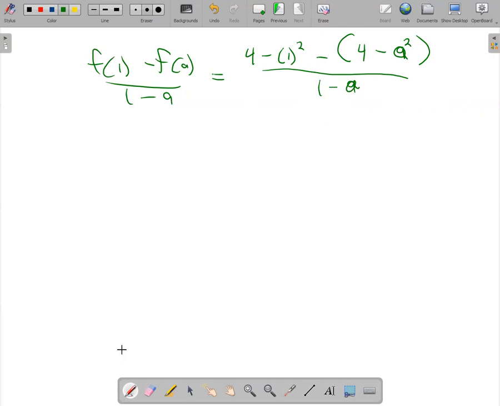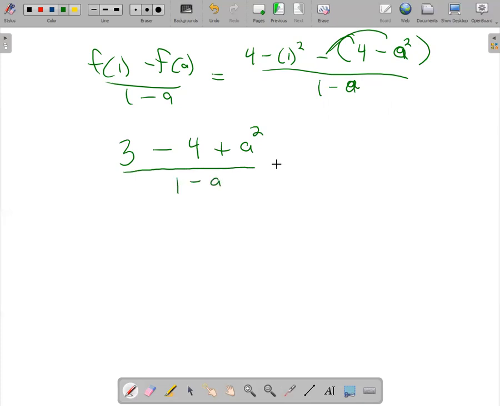What should I do next? How about some clean up? We've cleaned up expressions like this. 1 squared is 1, 4 minus 1 is 3. Okay, so I have a 3 minus, and I've got to distribute this minus through there. So that's going to be a minus 4, and then minus negative a should be a plus a, and it's really a squared. And the numerator cleans up a little bit.